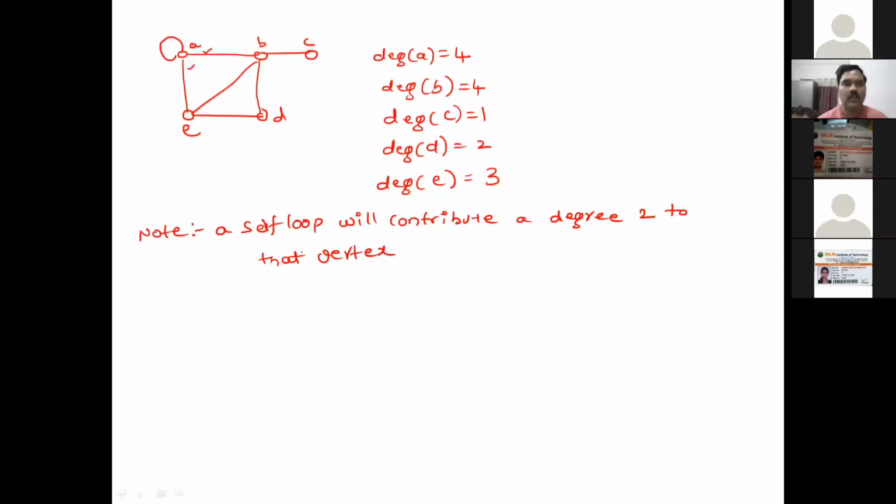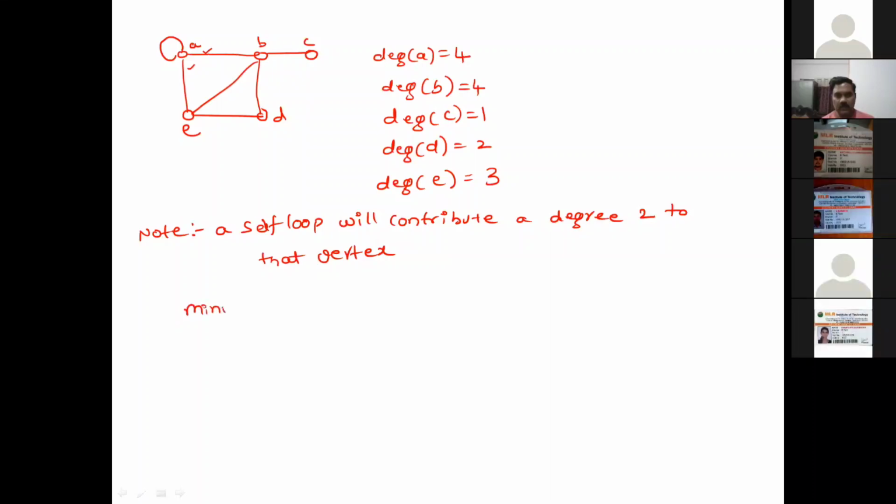Okay. So here, because of the self loop, the degree of A has become 4. Now in this connection, let me explain some more terms. What is the minimum degree in this? Of course, quite simple. It is 1. Yeah, minimum degree.